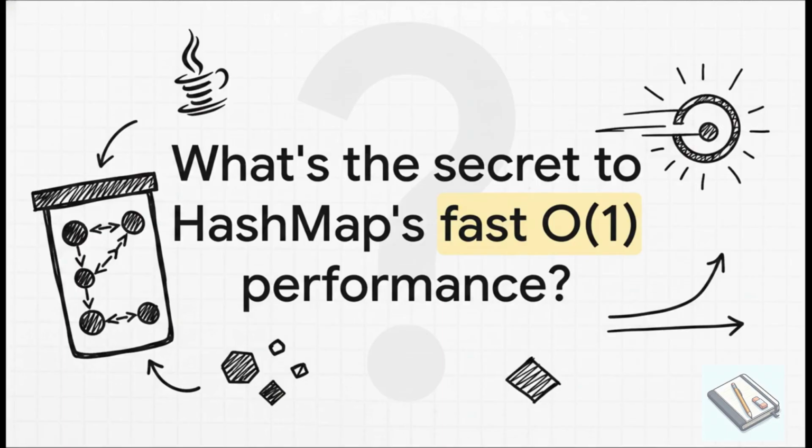But how does it do that? How could it possibly find one item out of a million almost instantly? What is the secret sauce that gives it that incredible performance? Well, that's exactly what we're going to break down in our next explainer. See you there.